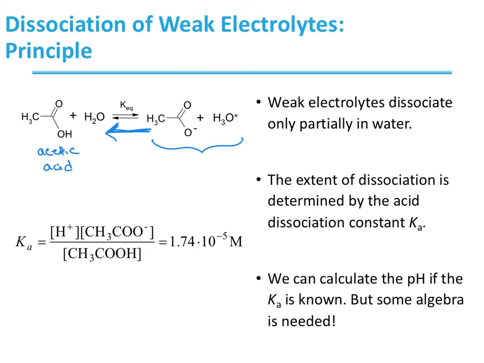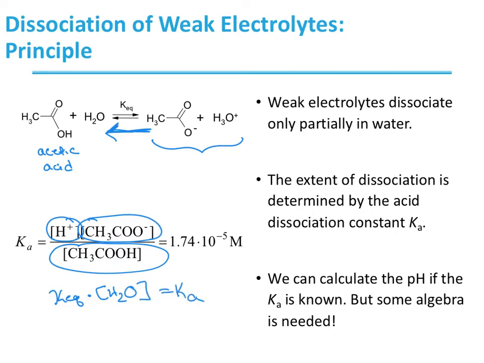The extent of dissociation is determined by the acid dissociation constant Ka. So Ka is simply the hydronium ion concentration times the conjugate base concentration divided by the concentration of the starting acid. And Ka is related to Keq because it's just Keq times the concentration of water. The Ka is going to give us an estimate of the strength of a particular acid. The greater the Ka, the stronger the acid.